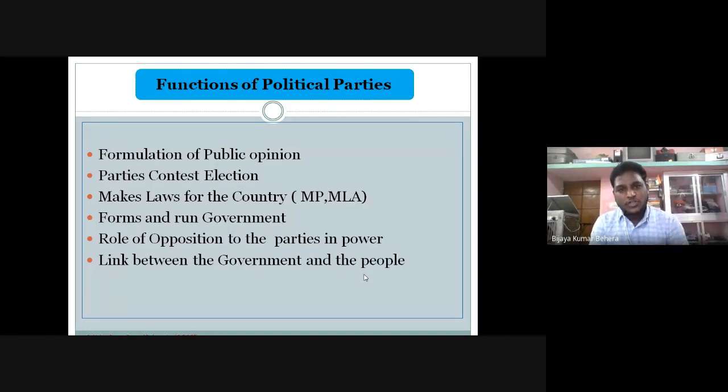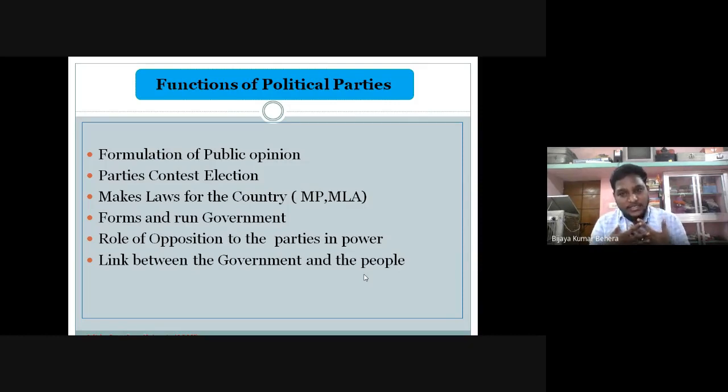And the next function of political parties is to make laws for the country. So the question arises, how do political parties formulate laws for the country? There are many members in the political parties, but how do they form the laws in the country? Yes, the representatives form the rules and regulations, they make the laws.